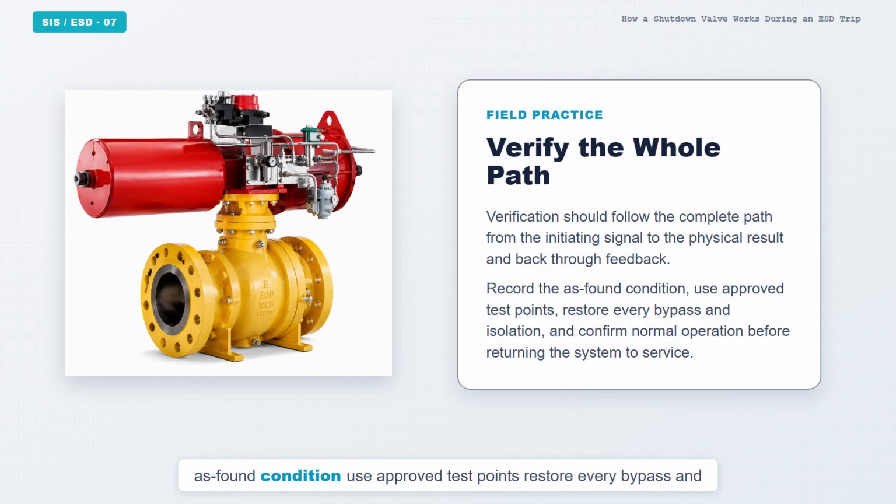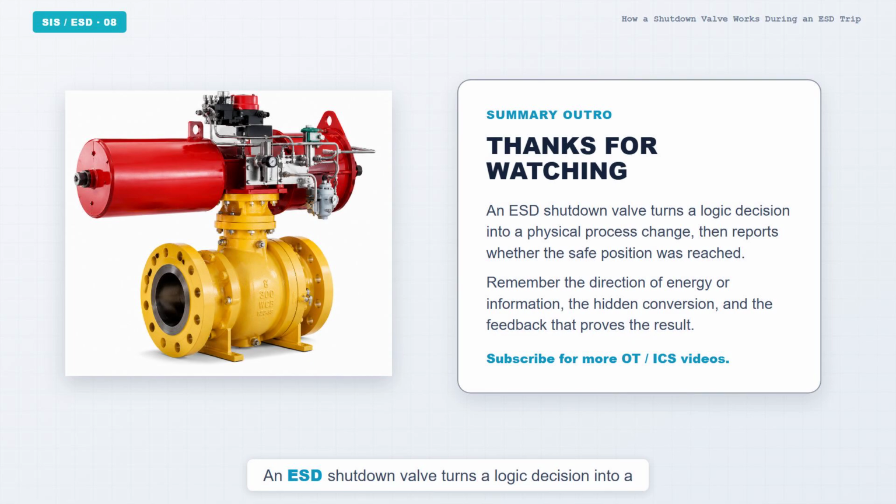Record the as-found condition, use approved test points, restore every bypass and isolation, and confirm normal operation before returning the system to service. An ESD shutdown valve turns a logic decision into a physical process change, then reports whether the safe position was reached. Remember the direction of energy or information, the hidden conversion, and the feedback that proves the result.